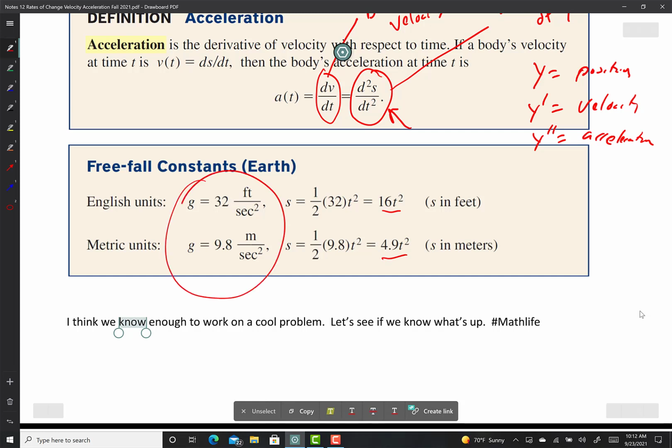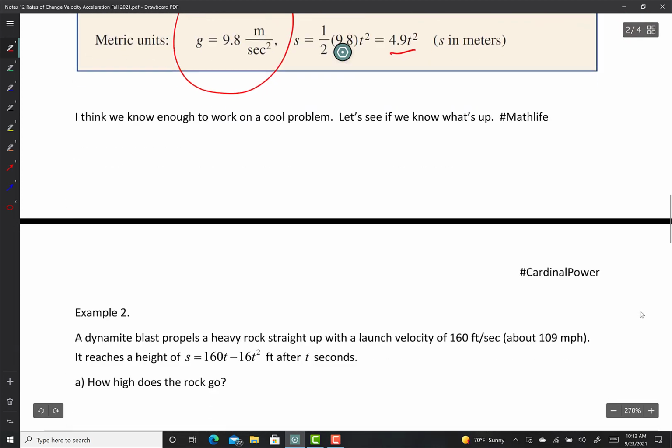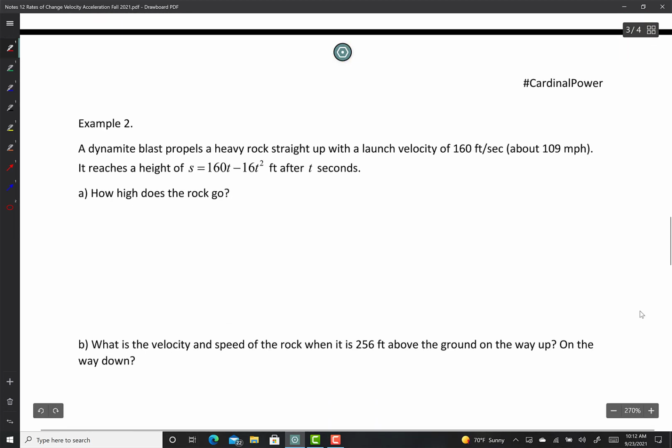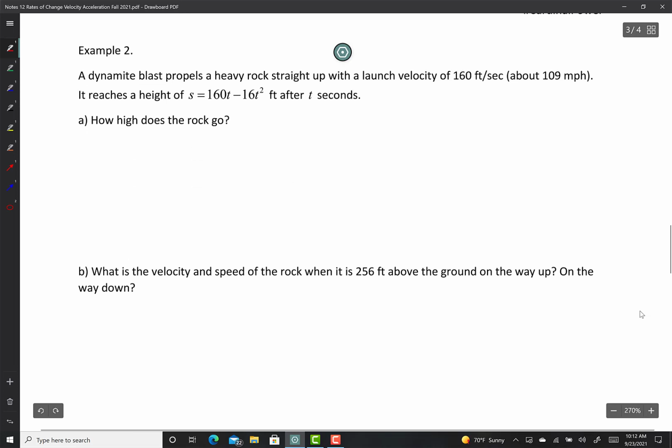And I don't think it's exactly 32 feet per second per second. If you go to Google, you can find the exact amount. And I don't think it's exactly 9.8 meters per second per second. I don't remember. It varies slightly, right? If you're in a mountain, you're lighter. If you're below sea level, maybe you're heavier. I don't know. Okay. Are we cool right now? Okay. So I think we know enough to start with our first one here. Example 2.